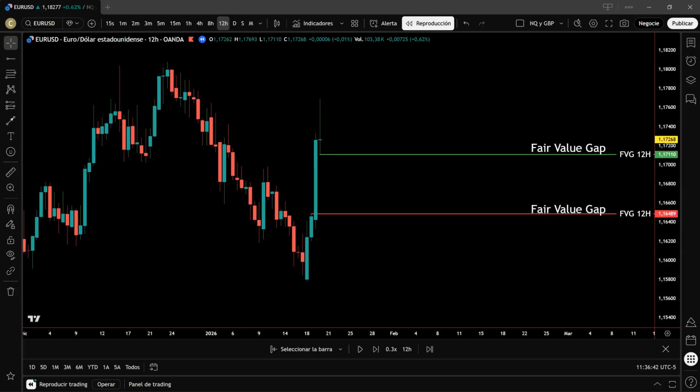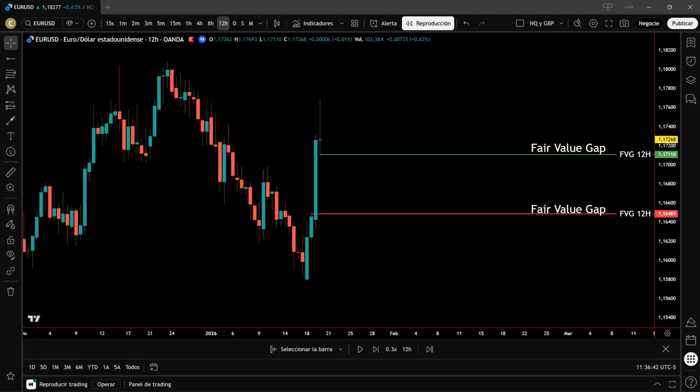We are now diving into one of the most powerful concepts in price action, the fair value gap, or FVG. As you can see on the chart, an FVG is an imbalance or inefficiency that occurs when the price moves so rapidly in one direction that it leaves a liquidity void behind. In this image, we have two FVG levels marked on a 12-hour time frame. These gaps act like magnets for the price.